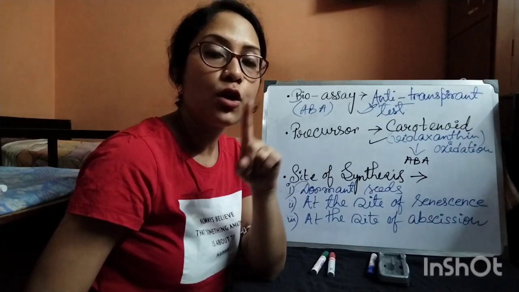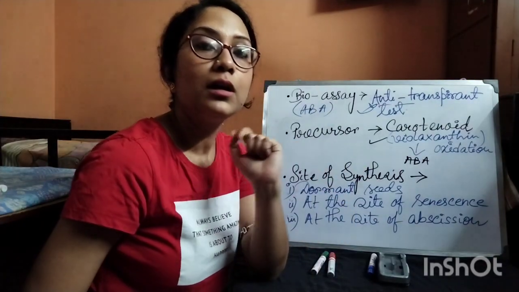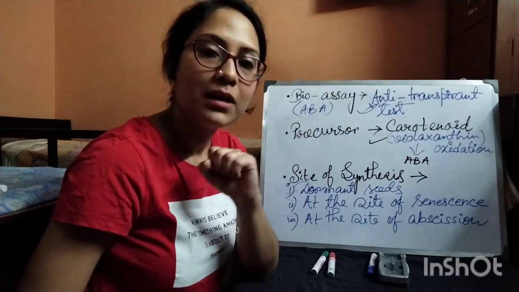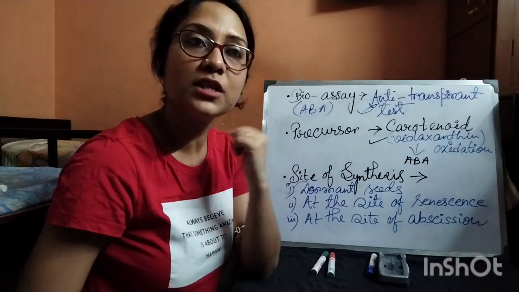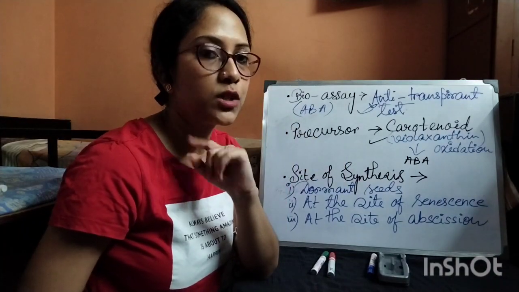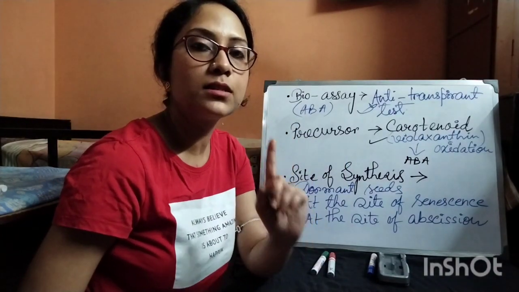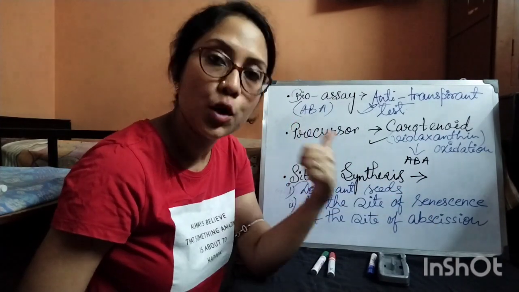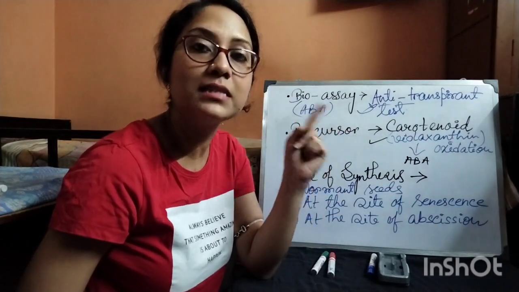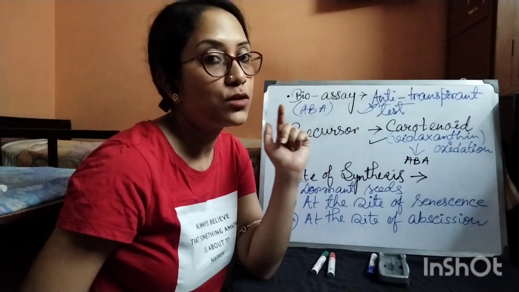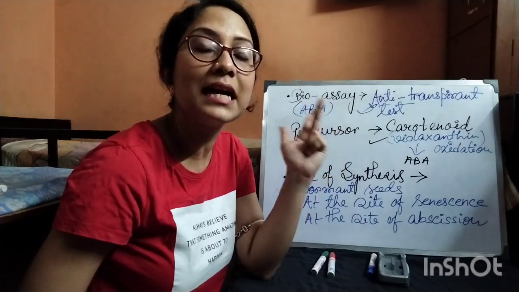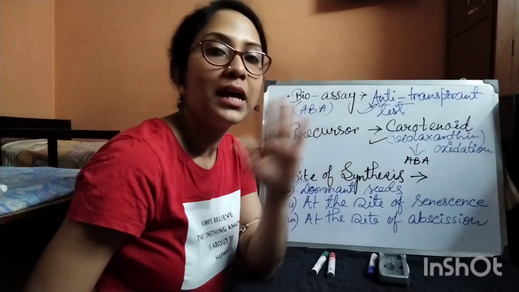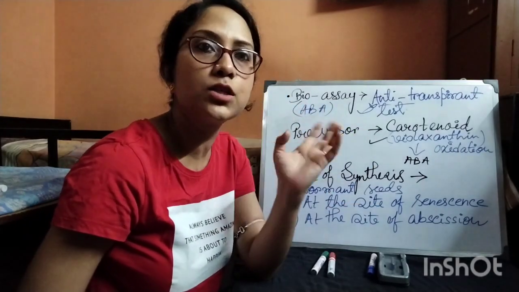And at the site of abscission, the concentration of the hormone, abscisic acid, is much higher. So the sites of synthesis or production are three. The first one is the dormant seeds, the second one is the site of senescence, and the third one is the site of what? The site of abscission. Okay, I think up to this you have understood well.